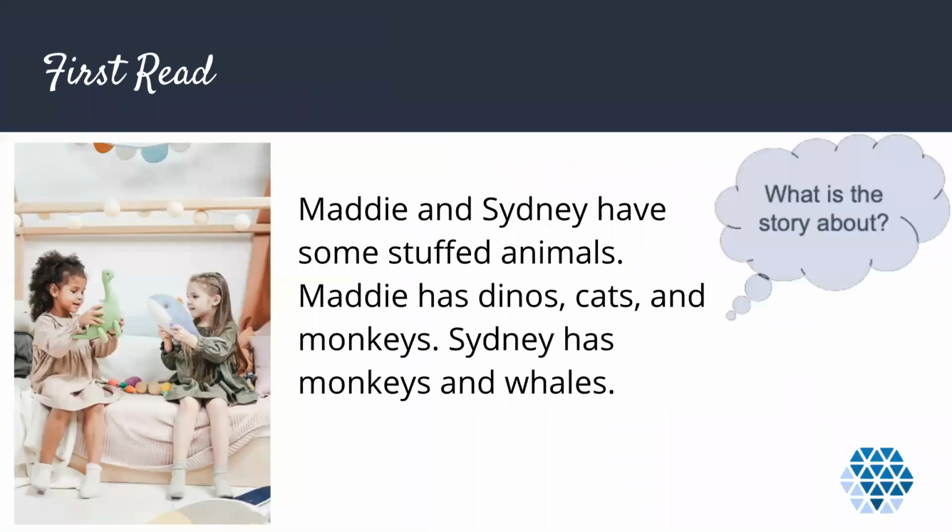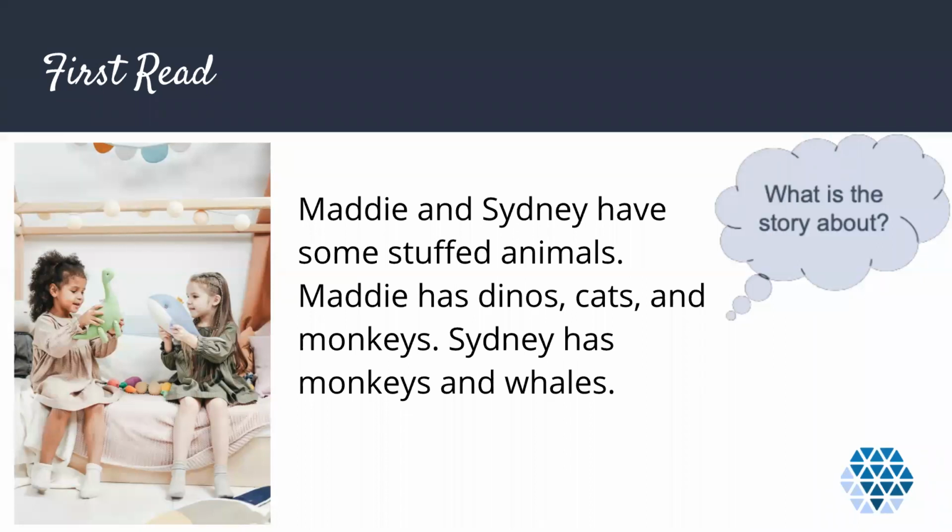So let's try an example. Here's a problem, and we're going to go ahead and do the first read. Maddie and Sydney have some stuffed animals. Maddie has dinos, cats, and monkeys. Sydney has monkeys and whales. At this point, we would ask the kids, what's happening in the story?